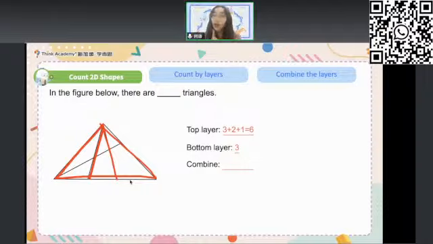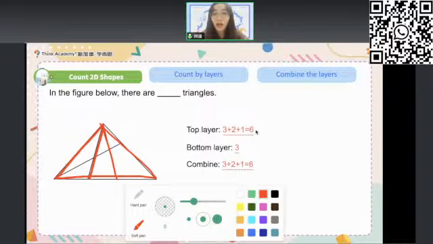Good job. So again, it is a 3 plus 2 plus 1, which is a 6, okay? So just now we split it and count by layers. And for the last step here, we just combine the 2 layers, okay? Try to ignore the lines in the middle. So all together, you see how many triangles are there?